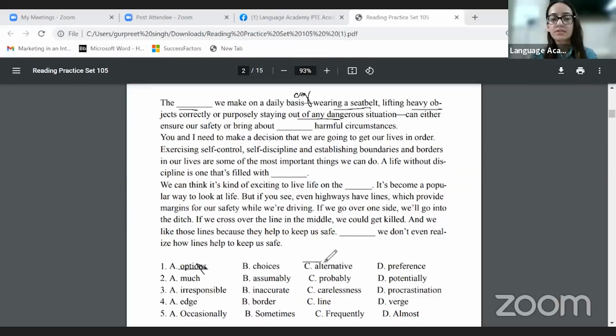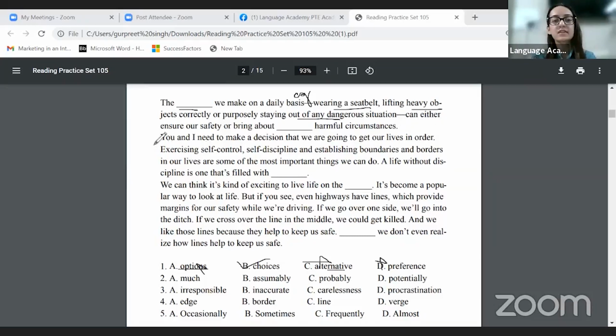And singulars cannot be the answer. Alternative is not even a noun. Preference is a noun, but wearing a seatbelt is not a preference. Lifting heavy objects is not a preference. But these are our choices, whether we want to do it or not. You want to wear a seatbelt or not, you have a choice. You want to lift a heavy object or you don't want to lift it in the proper way. You want to enter a dangerous situation or you want to stay out of it. So these are the choices that we make on daily basis.